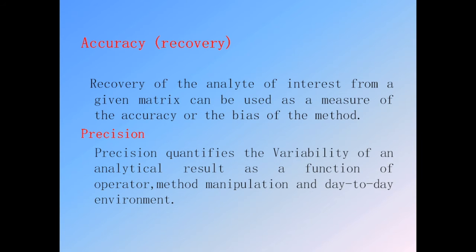Next chromatographic parameter is accuracy or recovery. Recovery of the analyte of interest from a given matrix can be used as a measure of the accuracy or the bias of the method. The same range of concentration as employed in the linearity studies is used. That is, the linearity experiment is repeated in the presence of matrix constituents. However, incorporation of impurities and degradation products may also be appropriate.